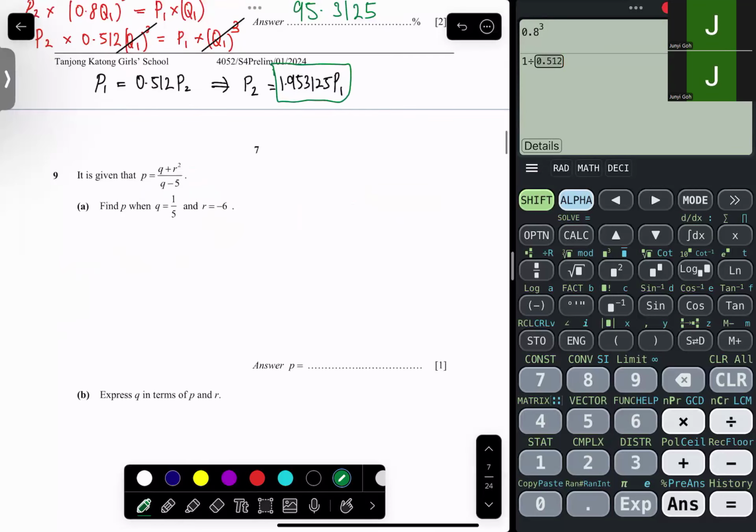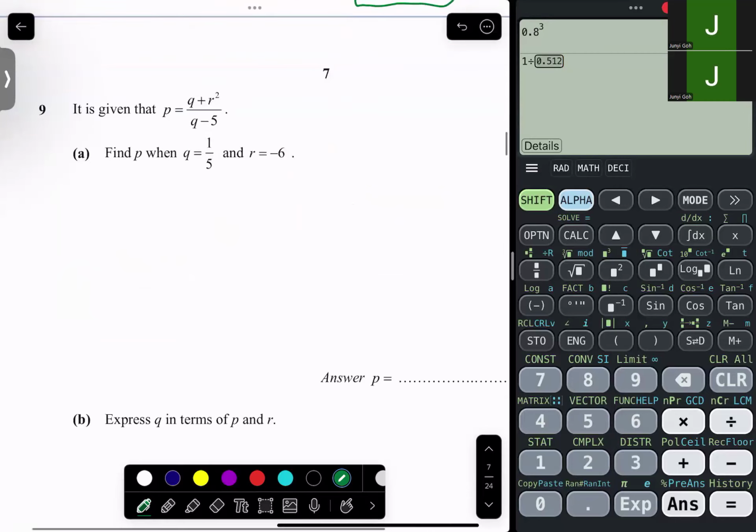Okay, question 9. It is given that P equals Q plus R squared over Q minus 5. Find P when Q equals 1/5 and R equals -6. Same question. Make sure that your calculator looks exactly the same as the question.